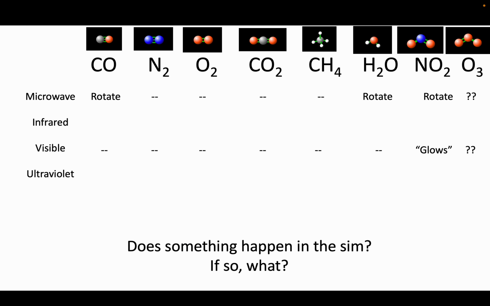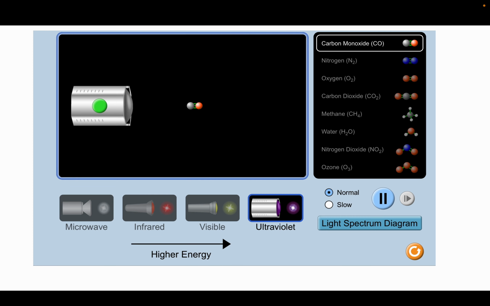So if we were to record our data, when we had visible light, the only one that responded to it that we had was nitrogen dioxide. Within the sim, it was showing it glow somehow. Let's try to understand what that is. But for now, let's just record that's what happens. Let's move on to the ultraviolet.